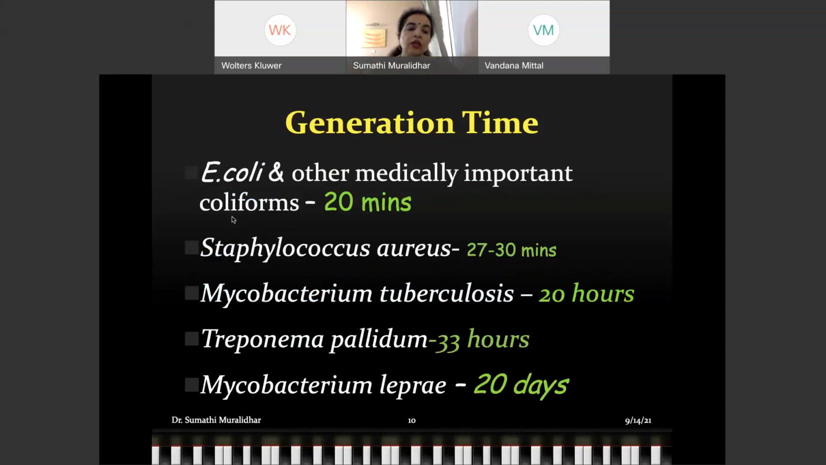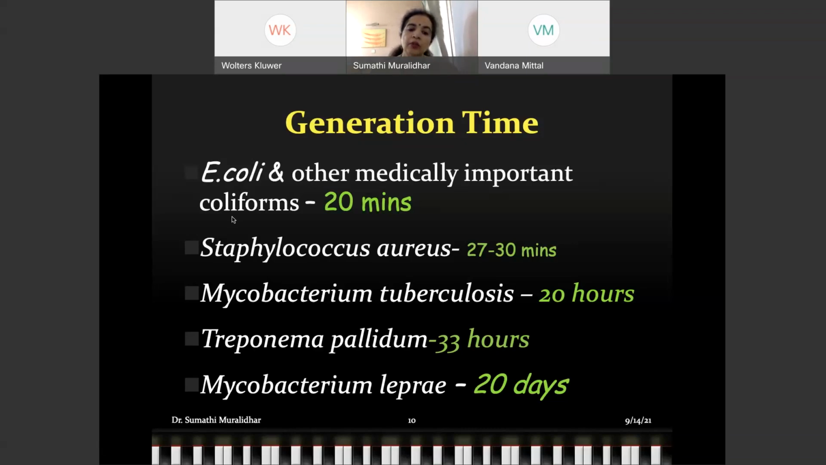For example, if you take Escherichia coli and other medically important coliforms, for most of them the generation time is around 20 minutes. That means it takes about 20 minutes for the population to double. Staphylococcus aureus, another very important bacterium causing several infections, is also around 20 to 30 minutes. But Mycobacterium tuberculosis, which causes tuberculosis, takes about 20 hours to double its population. Then you have Treponema pallidum, which causes the sexually transmitted disease syphilis. It takes about 33 hours for doubling its population.